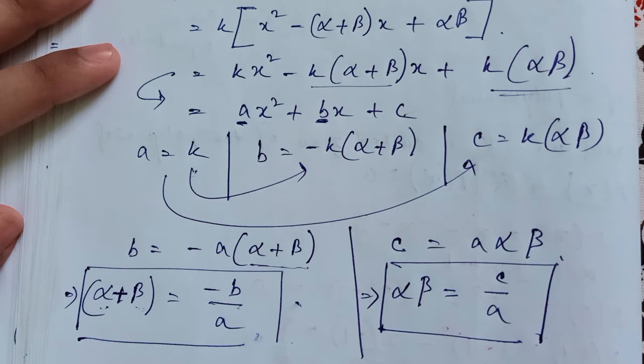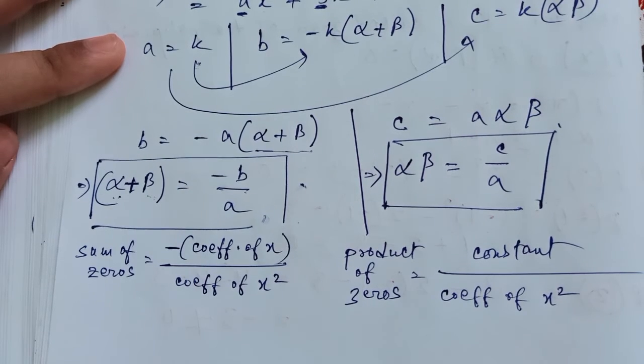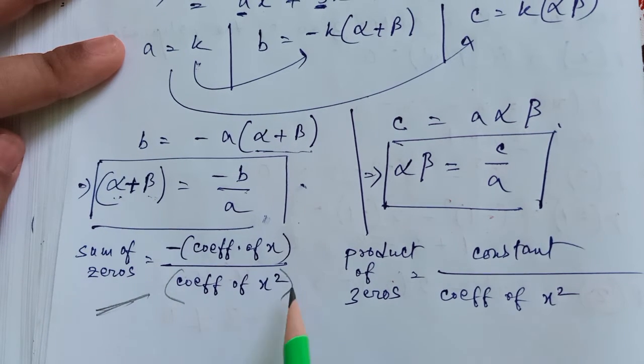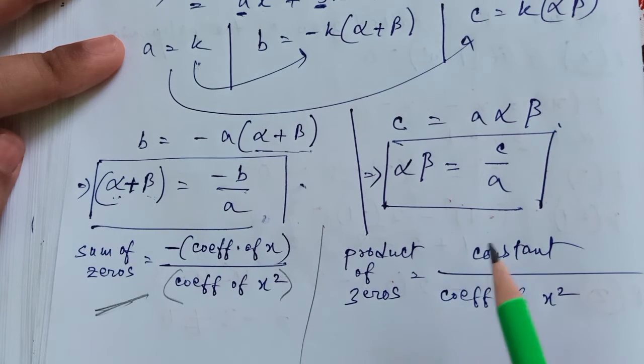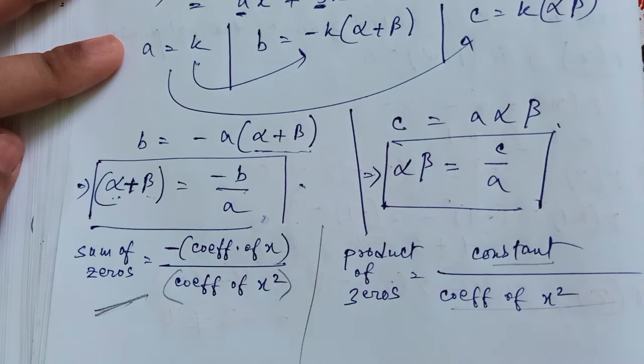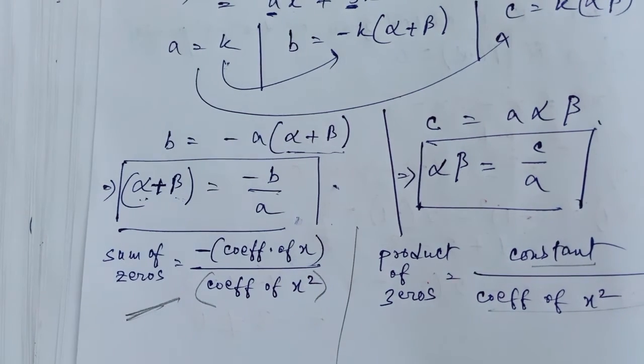So I'm just writing it in words. If I write this in words, then I can write sum of zeros is minus coefficient of x upon coefficient of x square, and the product of zeros is basically the ratio of constant and coefficient of x square. Okay, so I hope the concept is clear up to this.